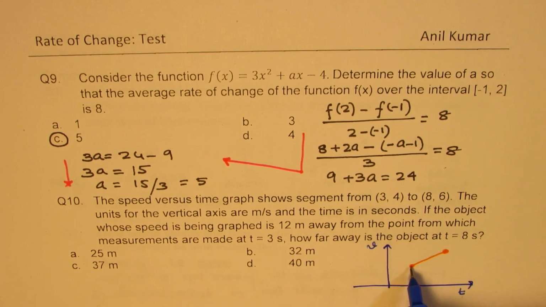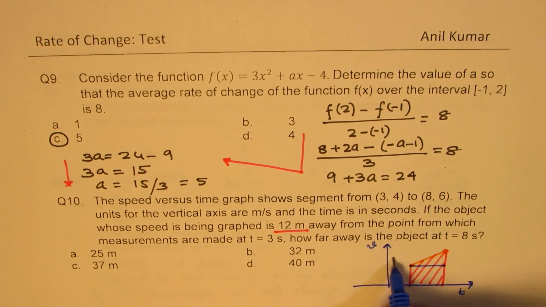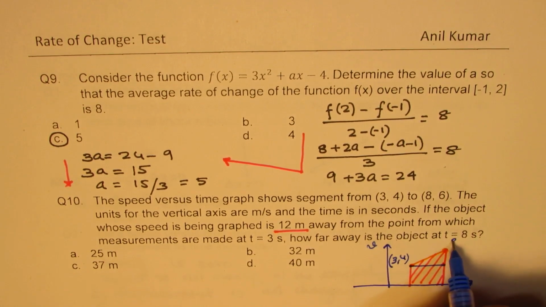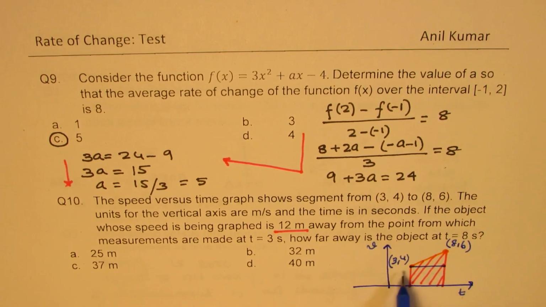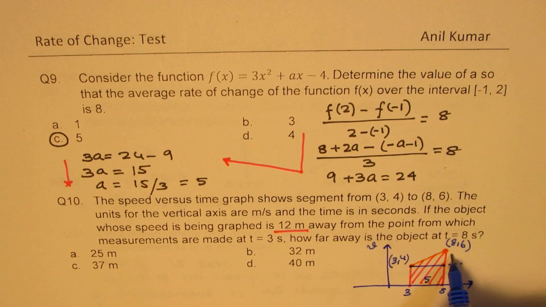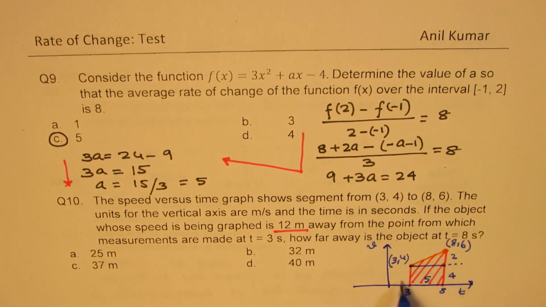Before that, the object has already traveled 12 meters. So we are now interested in finding this distance, which is the area of this portion, correct? To find the area, we can use a trapezoid. The points are 3, 4 and 8, 6. Let's say this is 3, this is 8, so we have 5 here. And this height here is 4, so this height is 2. So you'll find the area of this shaded portion, correct?